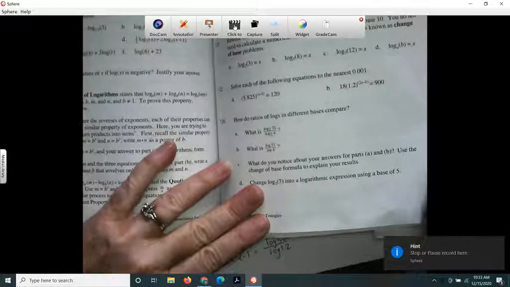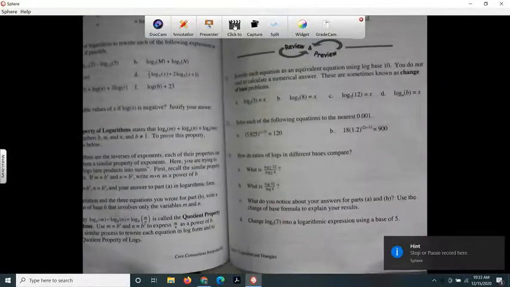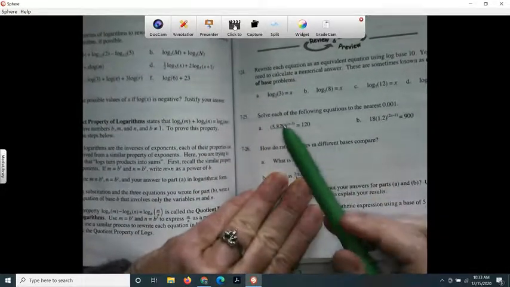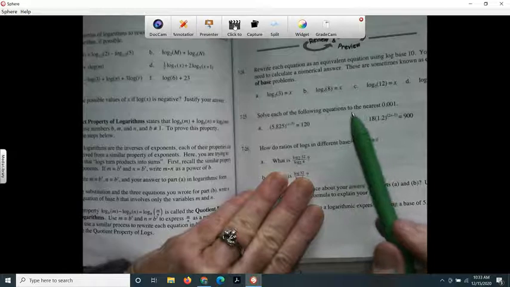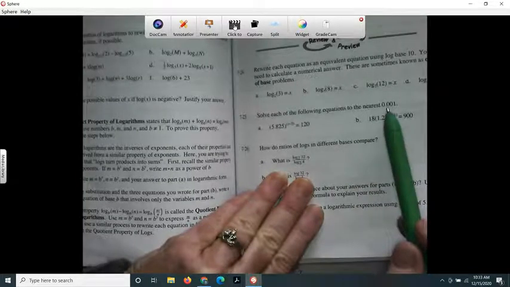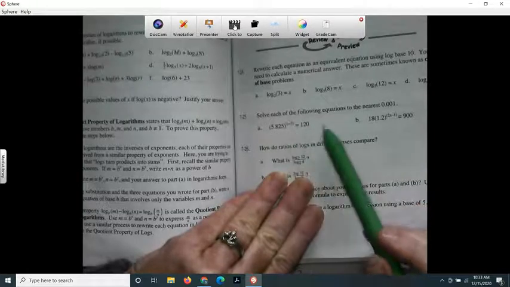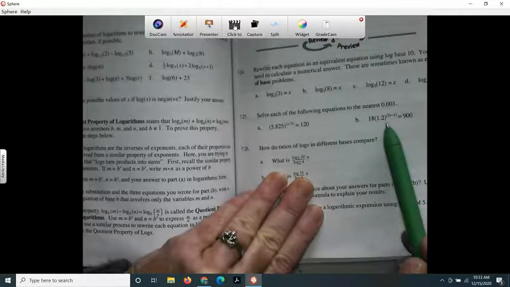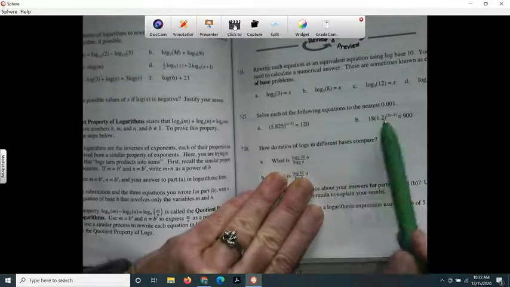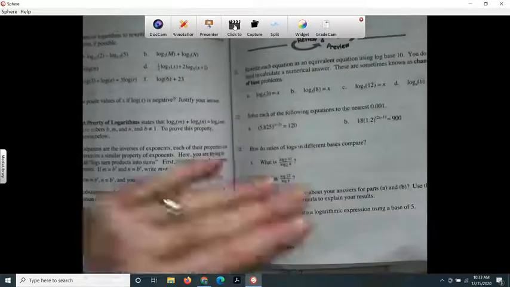Trace Integrated 3, it is problem 7-25. It says, solve each of the following equations to the nearest thousandth. And so it's got some exponential equations, and we just learned how to solve these using logarithms. So I'll just show how to do those.